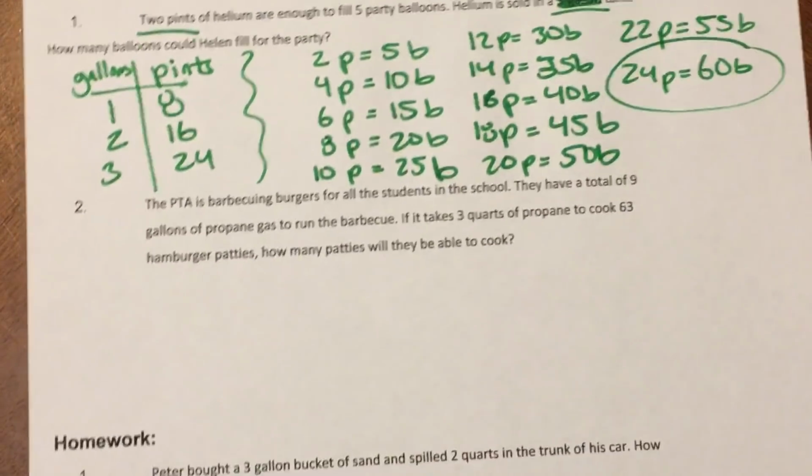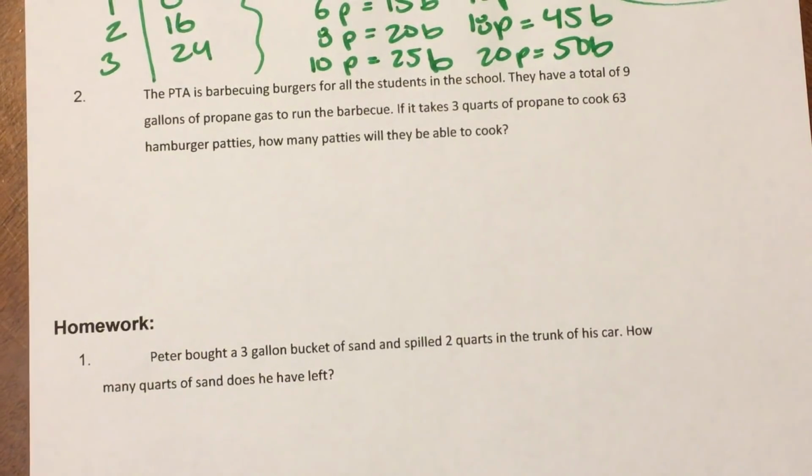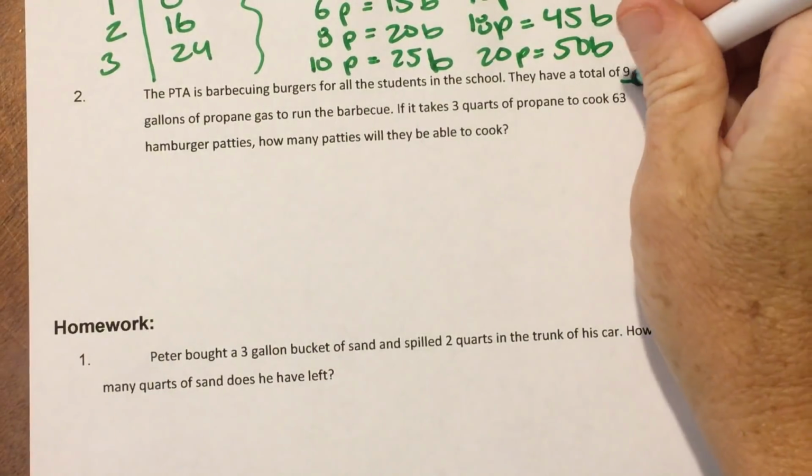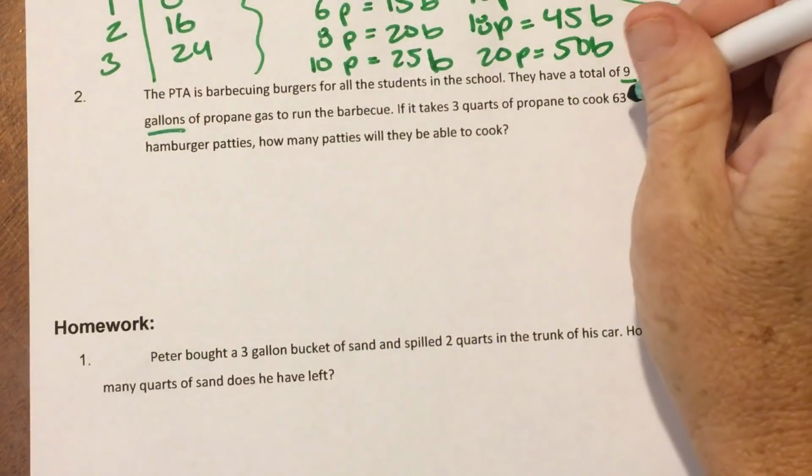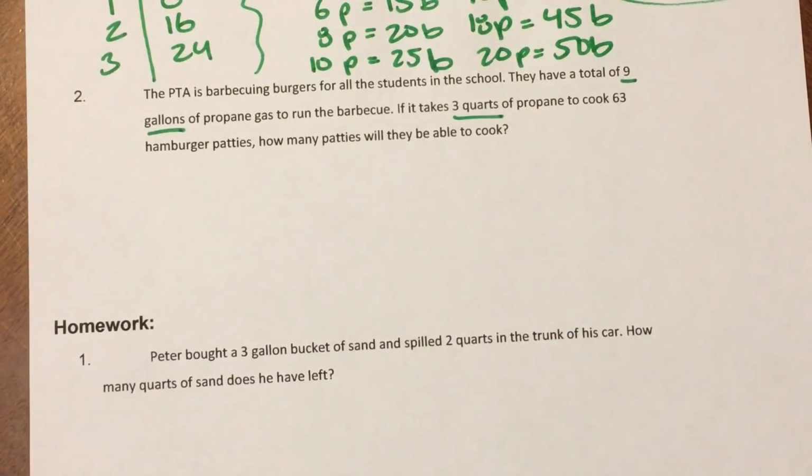Okay, let's try another one. This one says, the PTA is barbecuing burgers for all the students in the school. They have a total of 9 gallons of propane gas to run the barbecue. If it takes 3 quarts of propane to cook 63 hamburger patties, how many patties will they be able to cook? Okay, so I see 9 gallons and 3 quarts.